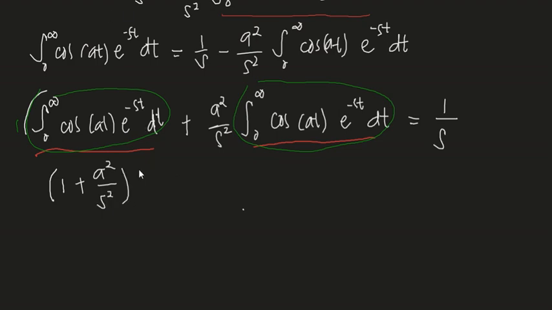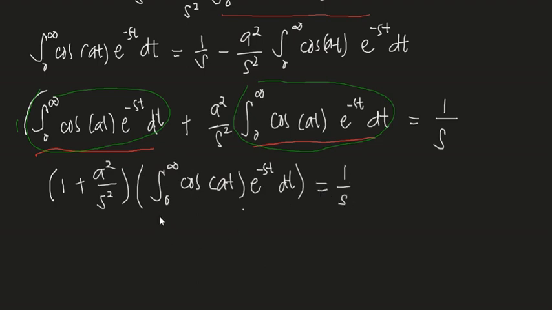Isolate the integral of cosine at e raised to negative st. So this is equal to 1 all over s. So take note of the equation that we are looking for. In order to find this equation, we need to divide, or perform the operations.